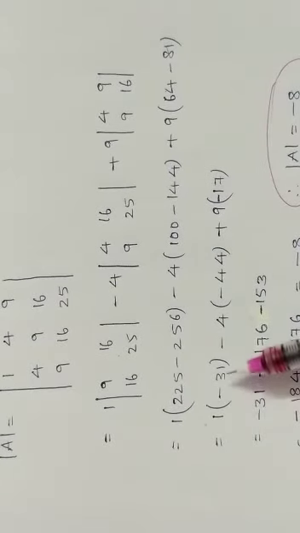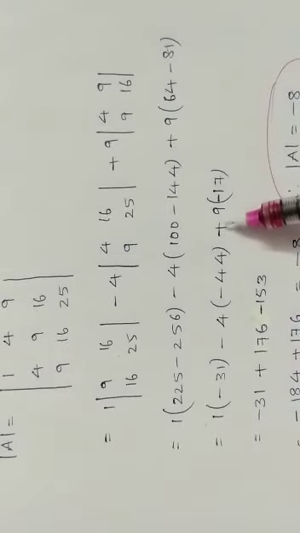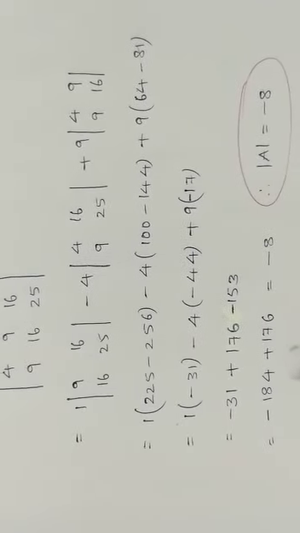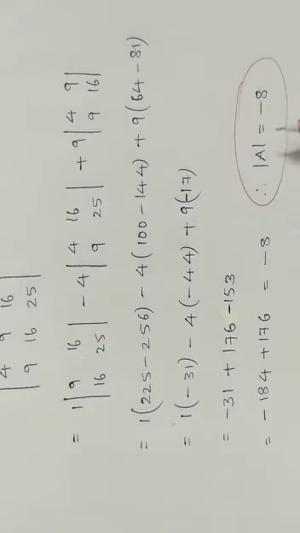Simplification: 1 into minus 31 is minus 31, minus into minus is plus, 4 into 44 is 176, plus into minus is minus, 9 into 17 is 153. By doing the simplification, we get minus 8. So det A is minus 8.